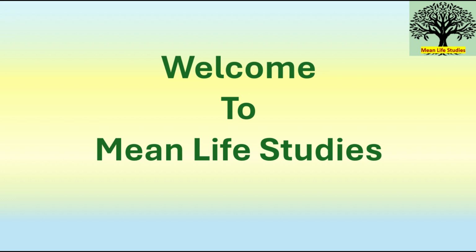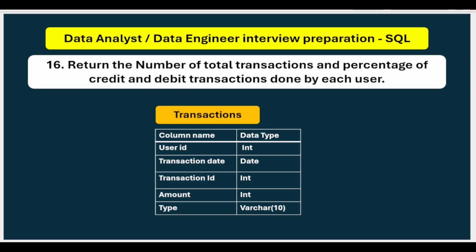In this video, we are going to solve one more SQL problem as part of Data Analyst and Data Engineer interview preparation. That is question number 16. Return the number of total transactions and the percentage of credit and debit transactions done by each user. We are given a transaction table with different columns and their respective data types: user ID, transaction date, transaction ID, amount, and type of transaction. We need to find the total number of transactions done by each user, and the percentage of credit transactions and percentage of debit transactions done by each user.